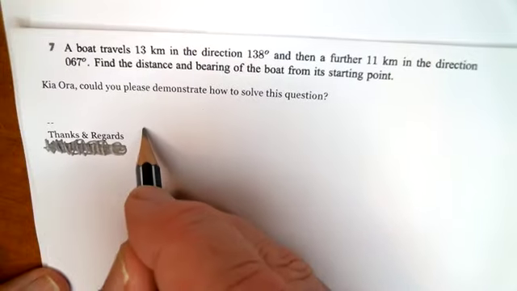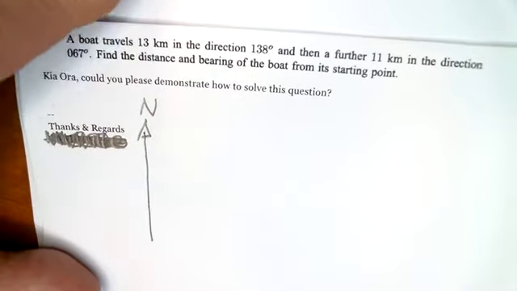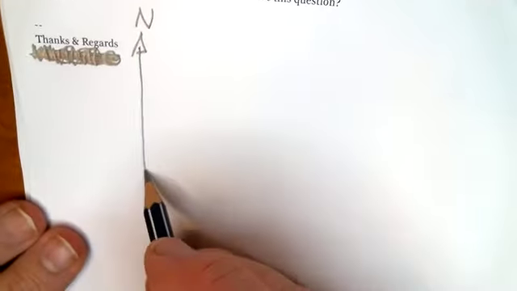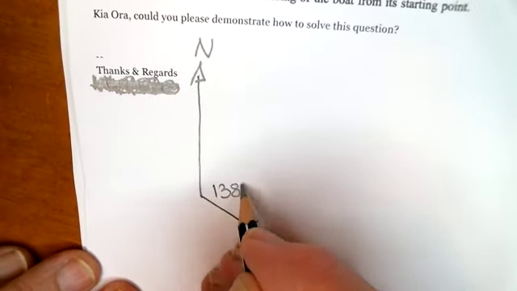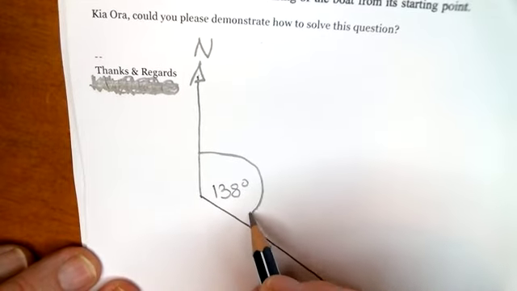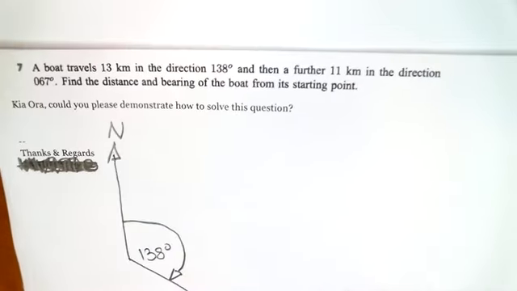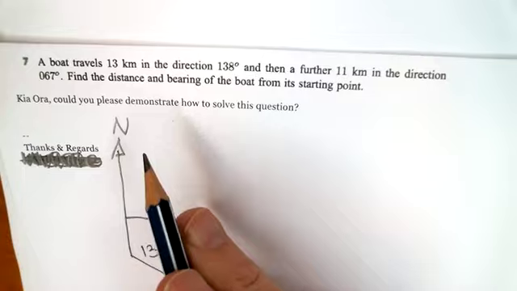So here it is. There is my north. And we know the bearing is going to be 138. So let's just say 138 is there. So there it's 138 degrees. Bearing, of course, must go clockwise. There it is. And we're told a further 11 kilometers in the direction of 067.